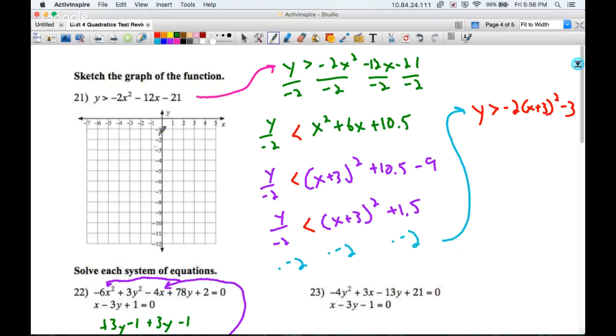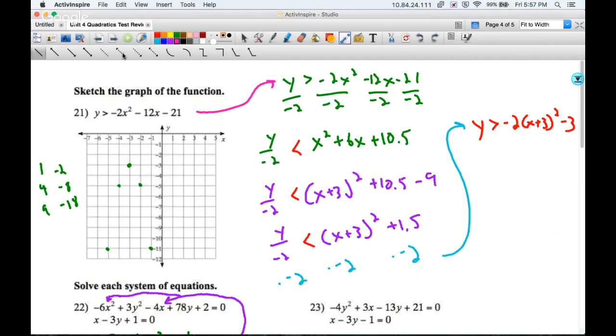All right, so I've got to put a point at 3, -3. From that point, I'm going to go down 2 to both sides. So that 1, 4, 9 pattern became -2, -8, -18. So I went down 2. Now I want to go down 8 from the vertex. That brings me to this point here. I want to connect that up with a dotted line because it doesn't have the or equal to part.